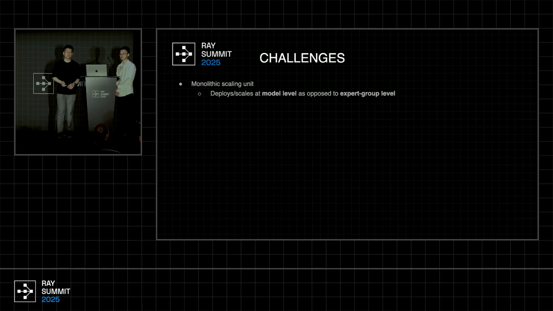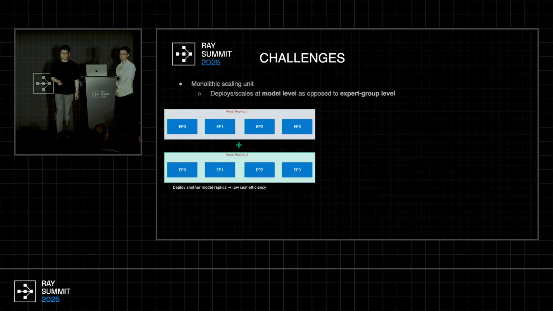There are a few challenges associated with large and wide EP. The first is the scaling unit is monolithic. This means that we need to deploy or scale the model at model level as opposed to expert group level. For example, if we have online workload and the traffic increases, and we want to scale up, one option we have is to deploy another model replica, which essentially replicates everything. But the downside is it has low cost efficiency because we don't necessarily need to replicate the whole model to just serve a very limited increase in the traffic.